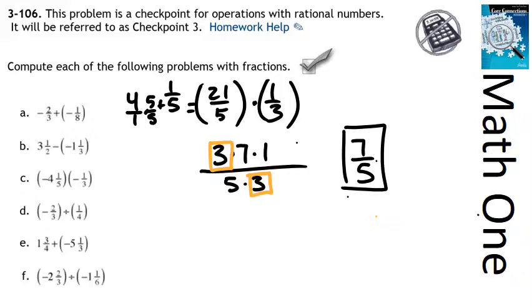However, if you wish, you can note that 5 goes into 7 exactly once, and I have a remainder of 2/5. So 1 2/5 is also a fine answer for C.